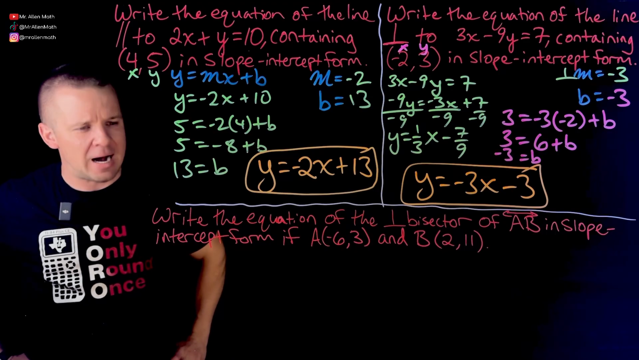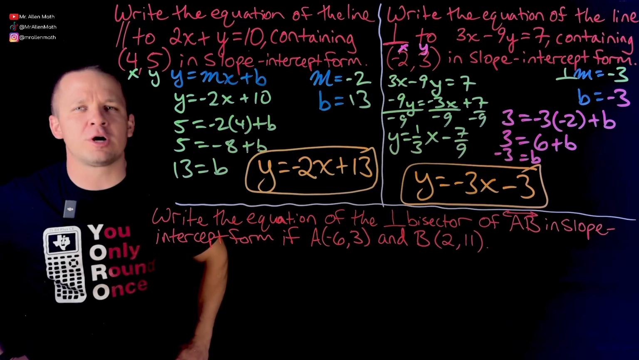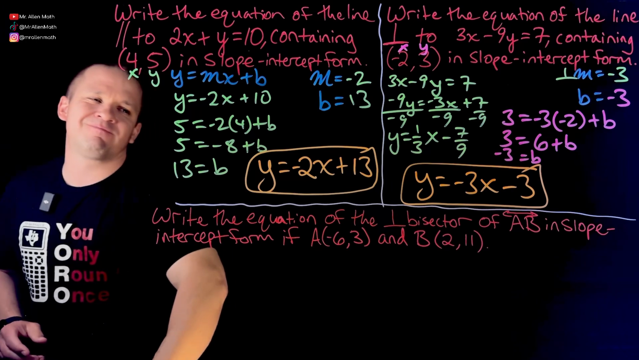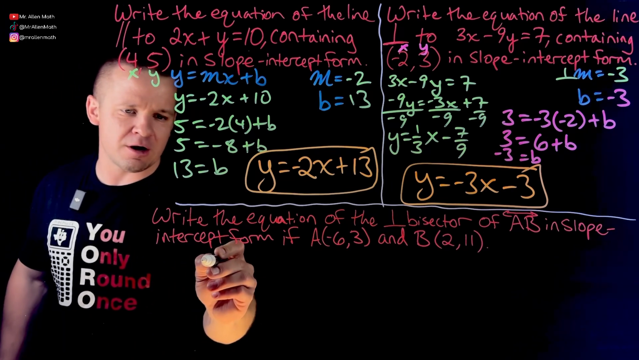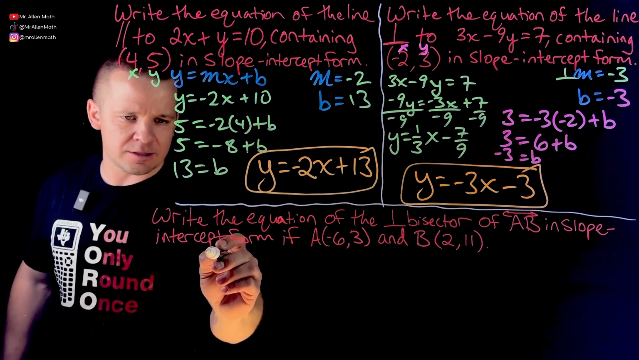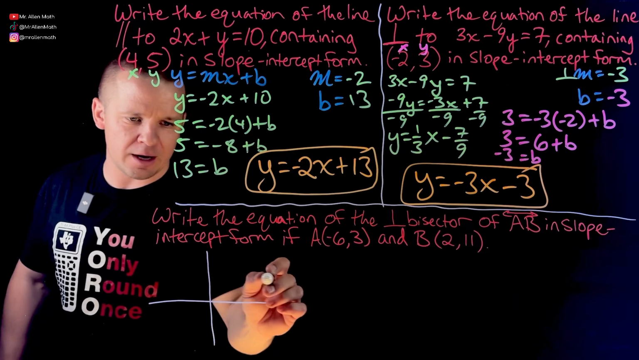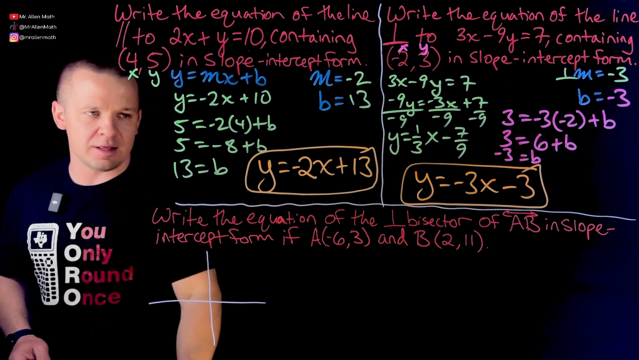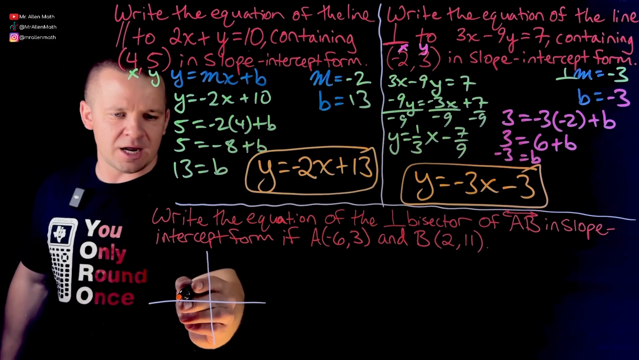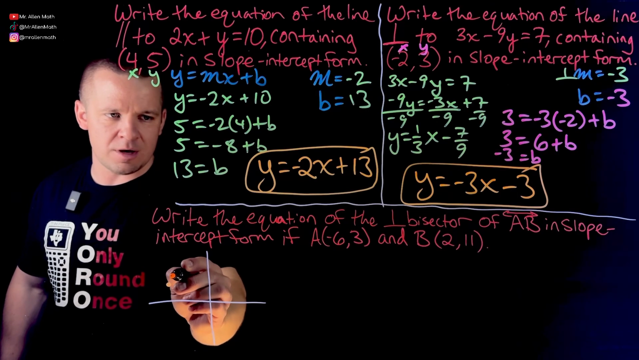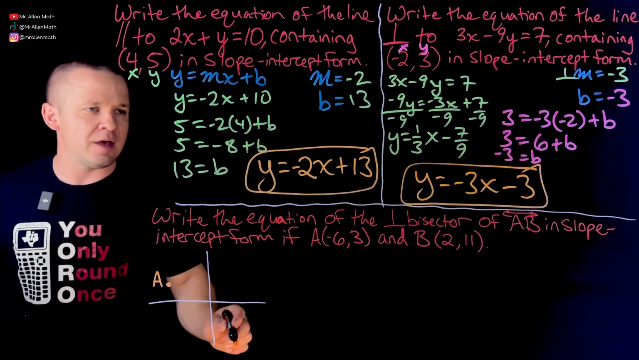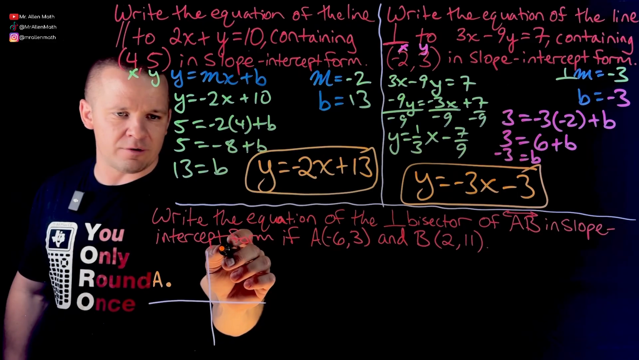Perpendicular bisector. What are we even looking at here? Well, let's do a quick rough sketch as to what we're really looking at. So I'm just going to do an XY coordinate plane. I'm not going to scale it out or anything like that, but I am going to label it here, -6, 3. That's going to be our A value right here. And then B is 2, 11 up here somewhere.